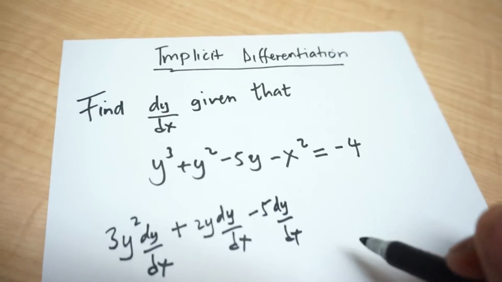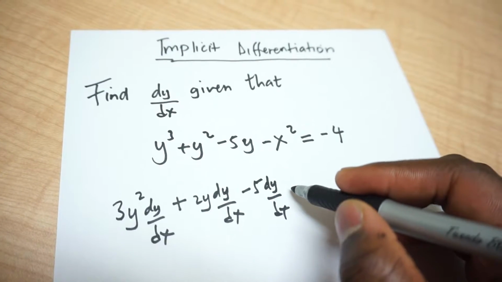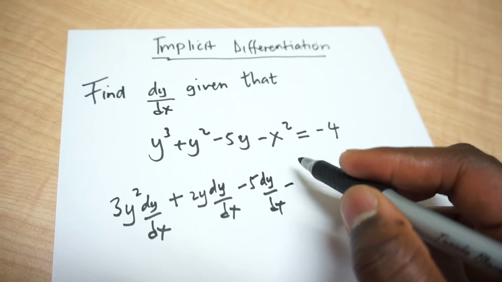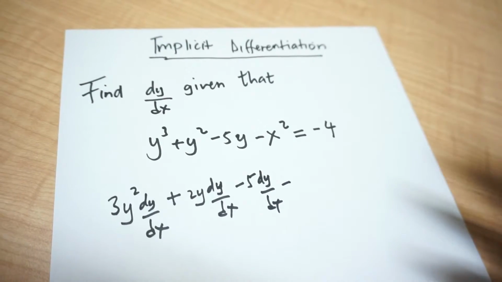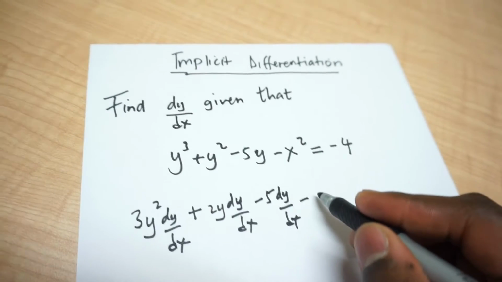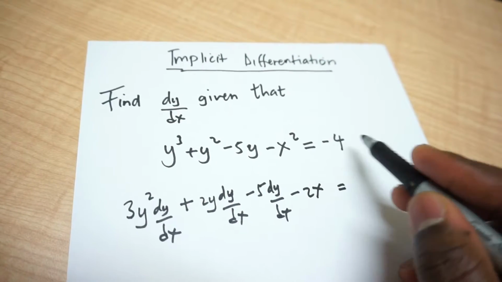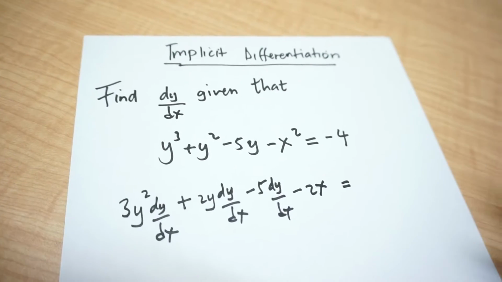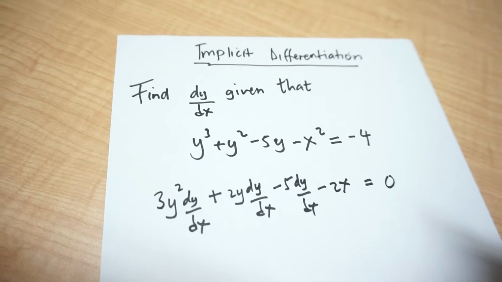Then when it comes to the x squared, since it has no y term, we're just going to take the derivative of it the way we do it in an x term. So that's going to be just 2x. And that's going to be equal to the derivative of -4. The derivative of any constant, as we all know, is 0. So I'm just going to indicate that as a 0.